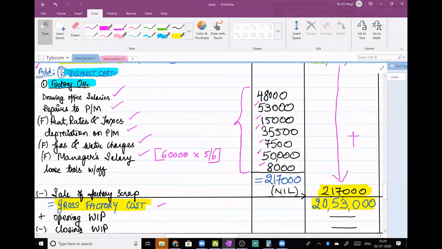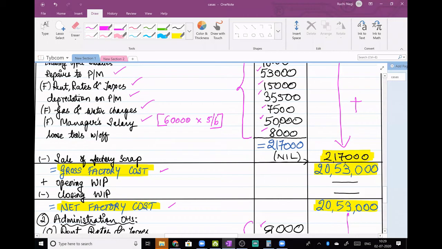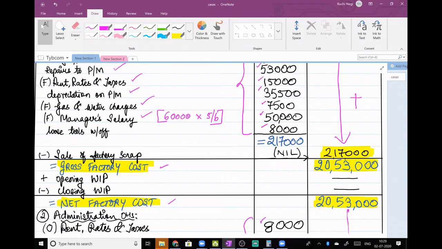Add opening and closing WIP. Not there in the question, no amount is given, just put a dash. Then I will get my net factory cost. See, I'm writing in the outer column now. When will you write in the inner column? When there is any breakup of cost, like direct material, there was a breakup of cost. So you write it in the inner column and take the total in the outer column, like this. Done. So this is my net factory cost.